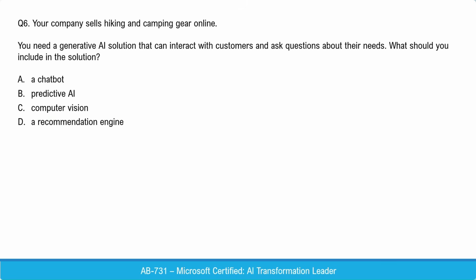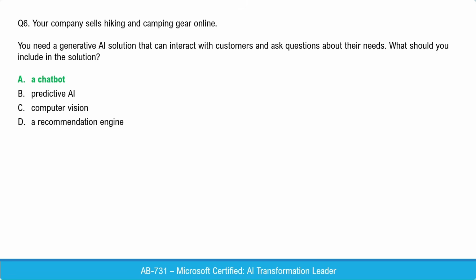Next question. Your company sells hiking and camping gear online. You need a Gen AI solution that can interact with customers and ask questions about their needs. What should you include in the solution? Your options are a chatbot, predictive AI, computer vision, or a recommendation engine. The correct answer is option A, a chatbot.